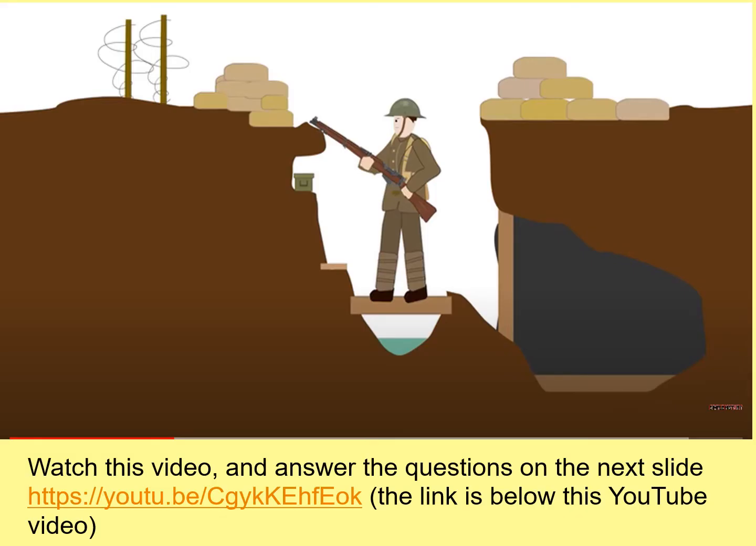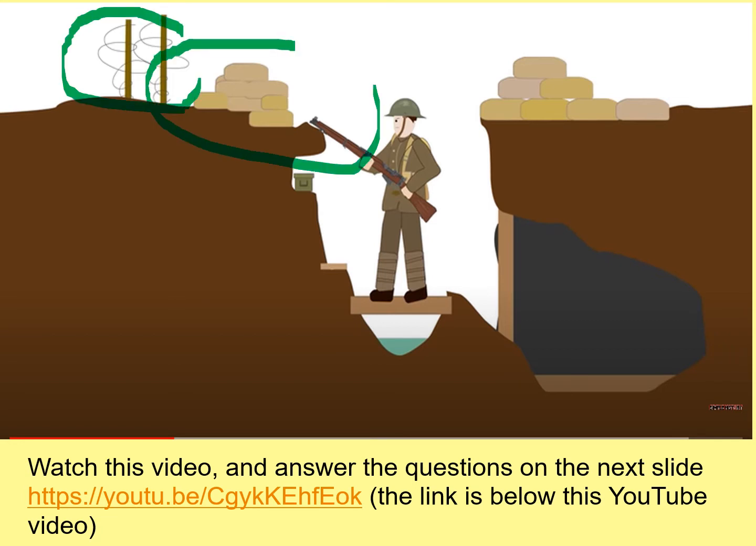Now, your first task is to watch this video and answer the questions on the next slide. So this video quite nicely takes you through what an actual trench had in it. So what were some of the defensive mechanisms of a trench? Where did the soldiers live? What did a trench look like? What were some of these things that we're seeing on the screen? So for example, these things here, or these things here. What's this step called? What's this bit here for?